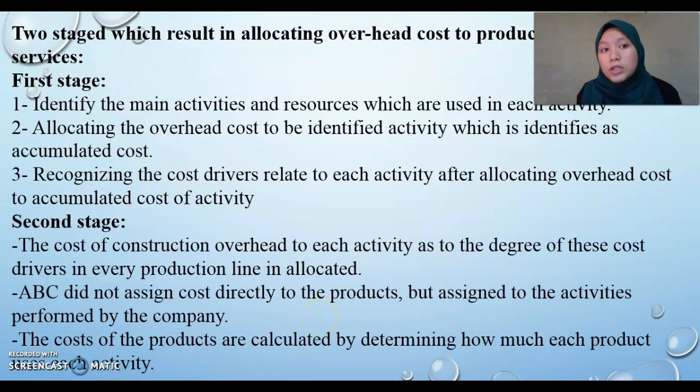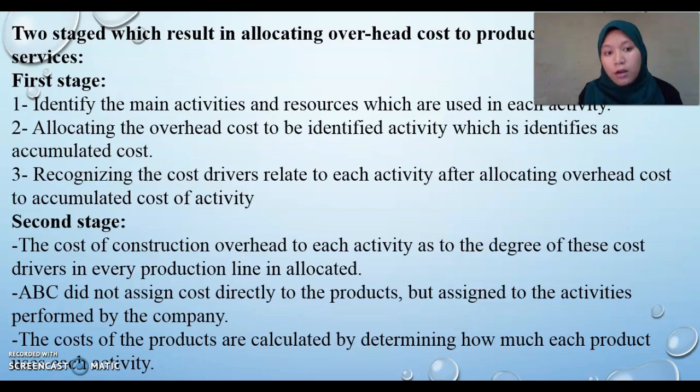ABC has two stages which result in allocating overhead costs to a project or production service. First stage, identify the main activity and resources, allocate the overhead cost to the identified activity, and recognize the cost driver related to each activity after allocating overhead cost to accommodate the cost of the activity.